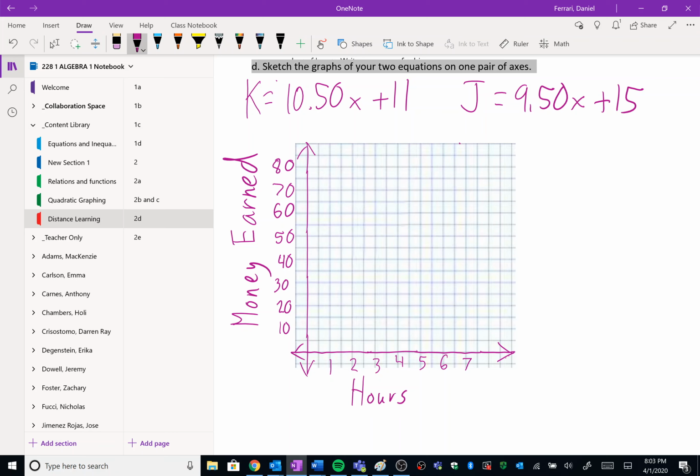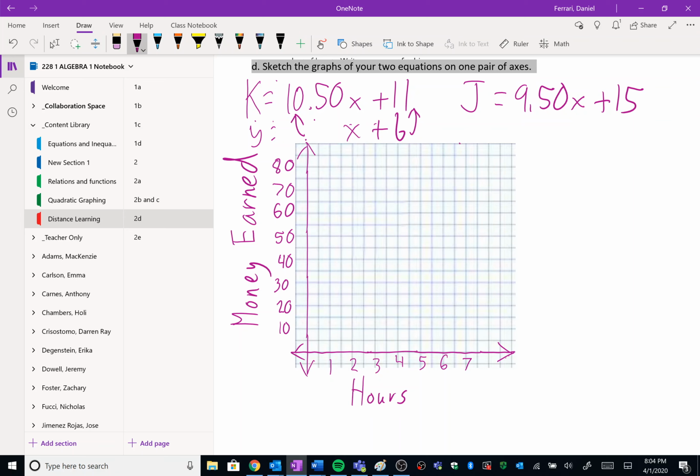So remember, when we graph lines, we always start with the b value. Remember, this is y equals mx plus b form. This is in slope-intercept form. So even though this is a different variable, it doesn't say y, it's still a variable. It's still in that same form of y equals mx plus b. That's a really ugly plus sign. Let's try that again. Okay, so that means that my b is 11 and my m is 10.50.